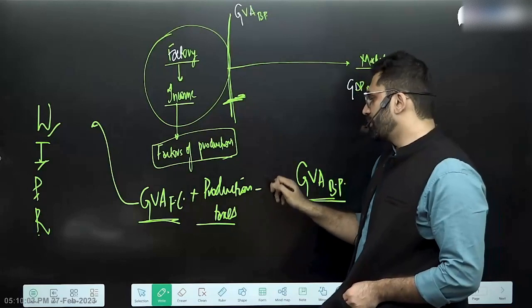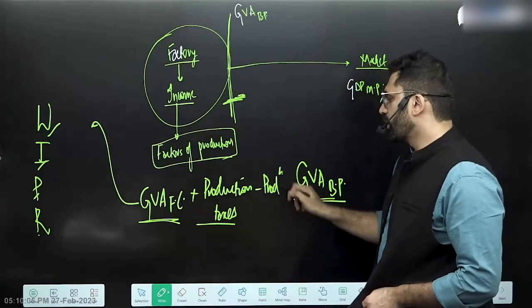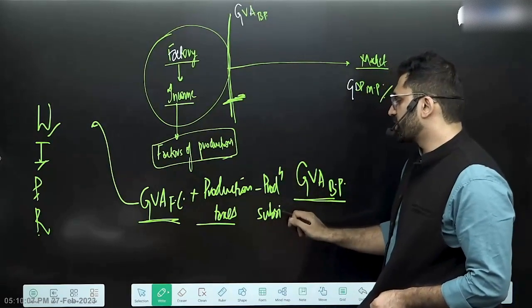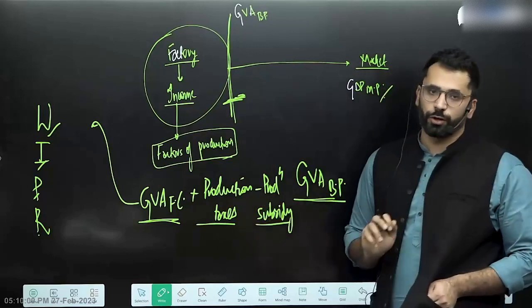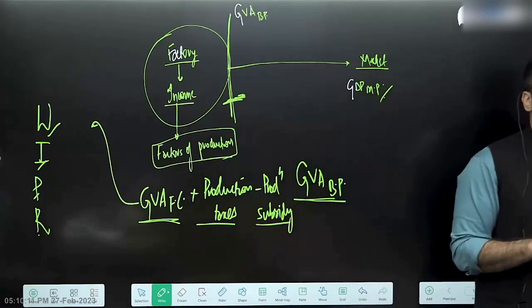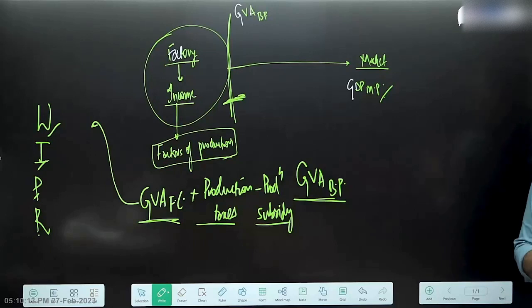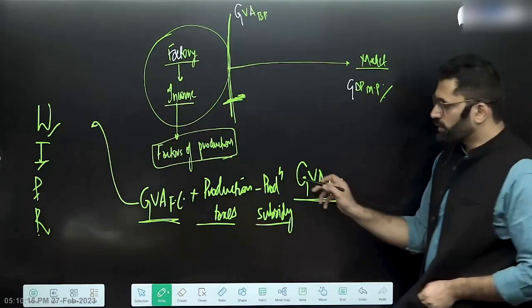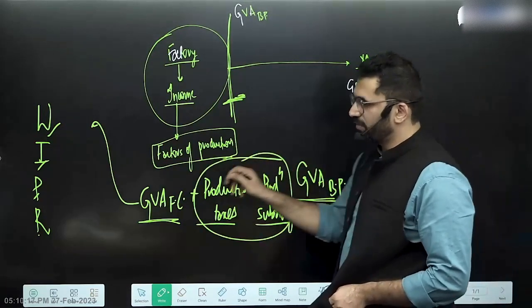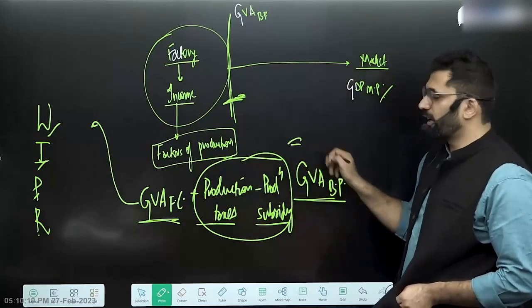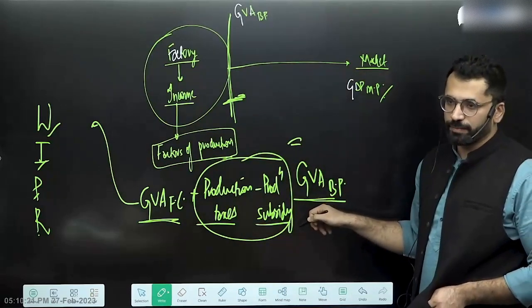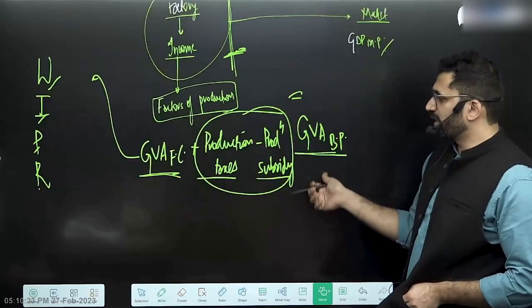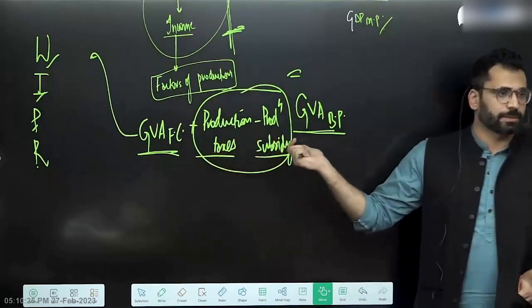Plus he might be getting certain production subsidy, which are again independent of his volume of production, whether producing 1, 500, or 1000. So both of them will be adjusted in the factor cost to give us the gross value added at basic price. I hope this is clear what exactly is the idea of production tax and production subsidy.